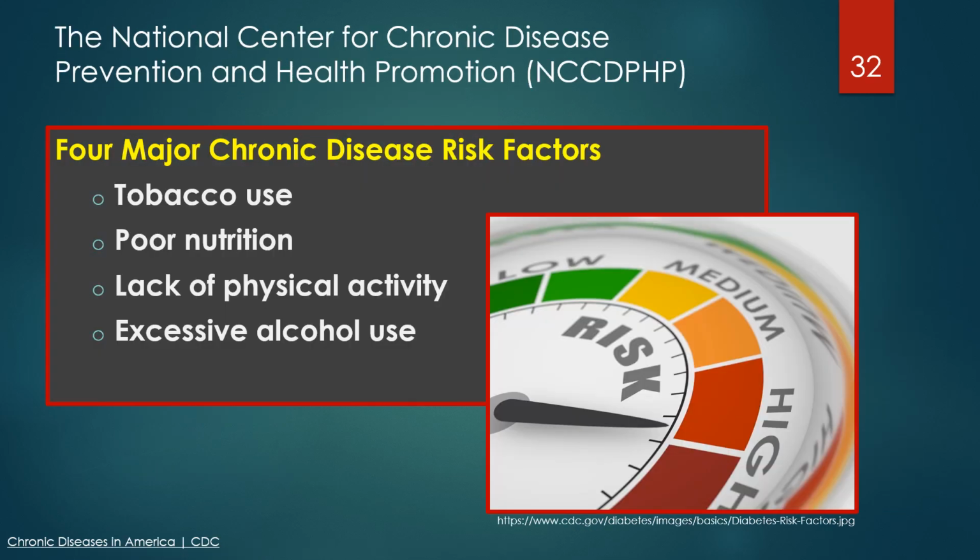Four key lifestyle risks for chronic disease in the United States are tobacco use, poor nutrition, lack of physical activity, and excessive alcohol use.